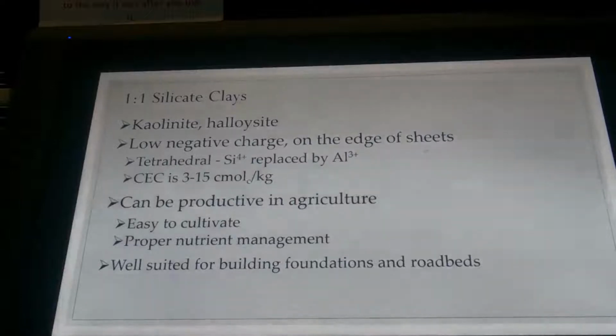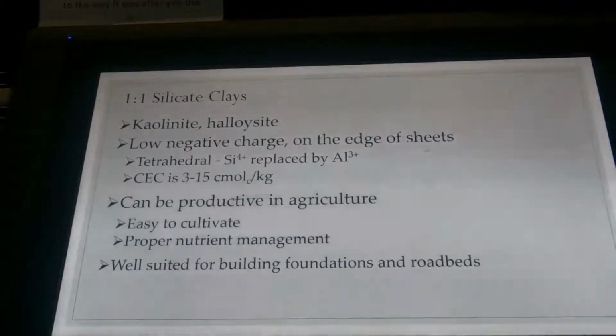And so just because we have kaolinite in our field, just because there's a kaolinitic type of soil, doesn't mean it can't be productive. Just because there's only 3 to 15 centimoles of charge, doesn't mean we still can't grow good crops on it. We just have to spoon feed a little bit more so that we keep refilling. We just have to keep going back to the fertilizer fountain a lot and refilling our cup up.